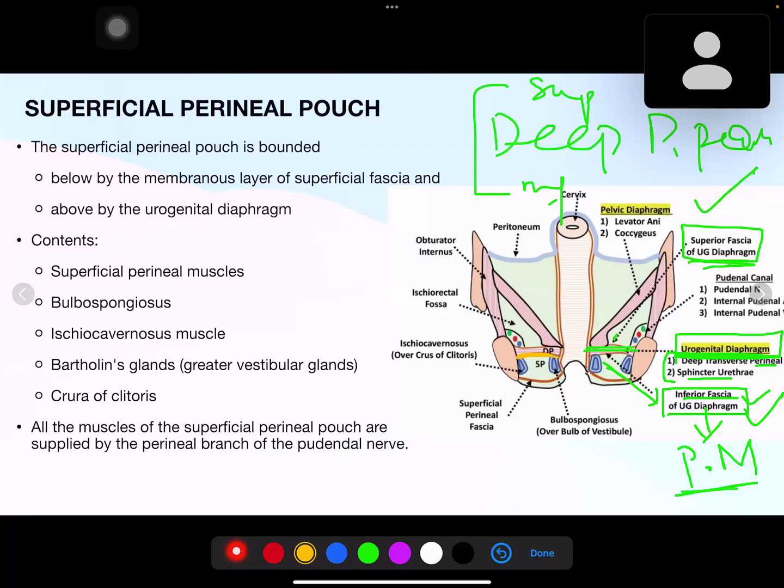What space is this? This is the superficial perineal pouch. Okay, do you understand this? Any confusion here?